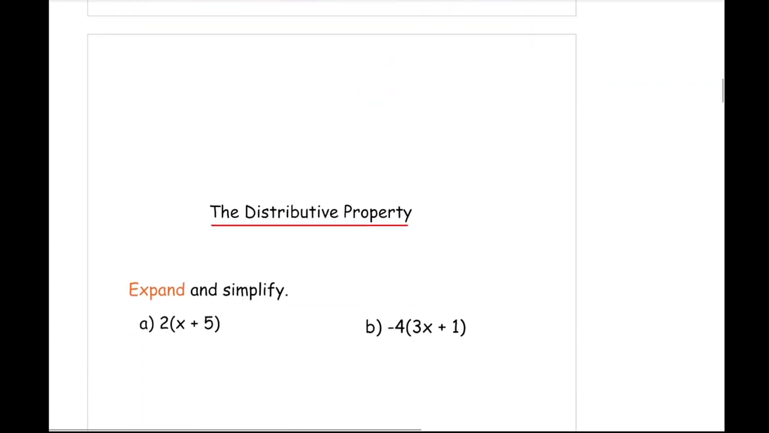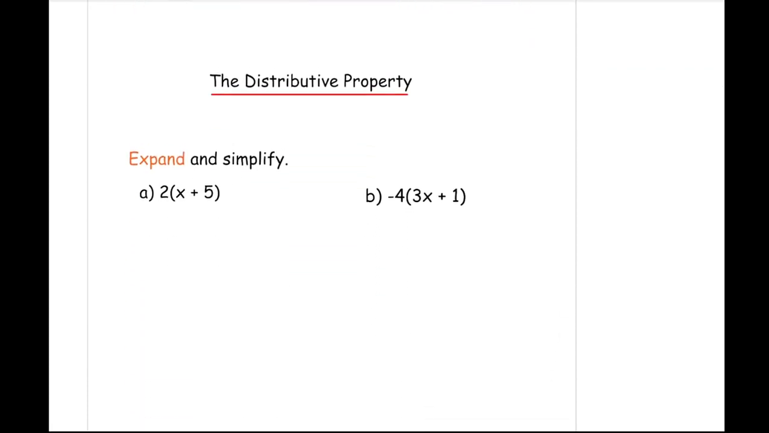So let's look at a couple examples of the distributive property. I want to expand, which basically is just another word for multiply, and then simplify. So I'm going to multiply things out and I'm going to use collecting like terms to simplify it. So in this case here, 2 times x plus 5, that's how this would be worded. It's 2 multiplied by x plus 5, or you could say x plus 5 times 2. This 2, because it's on the outside of the bracket, gets multiplied to the x and to the 5.